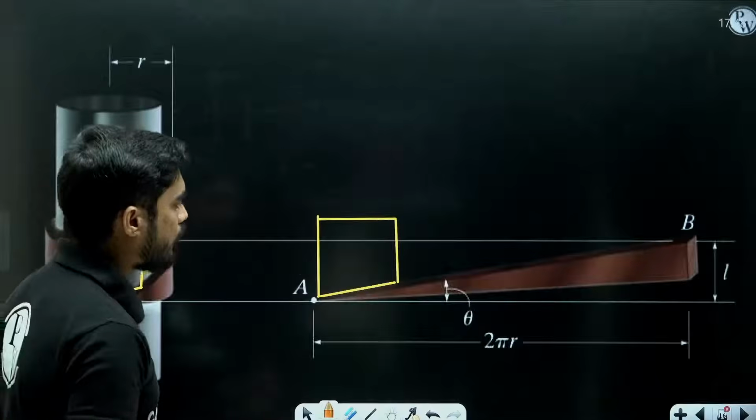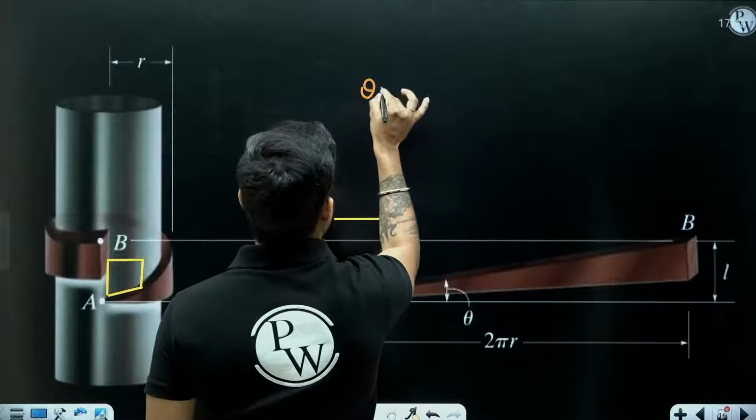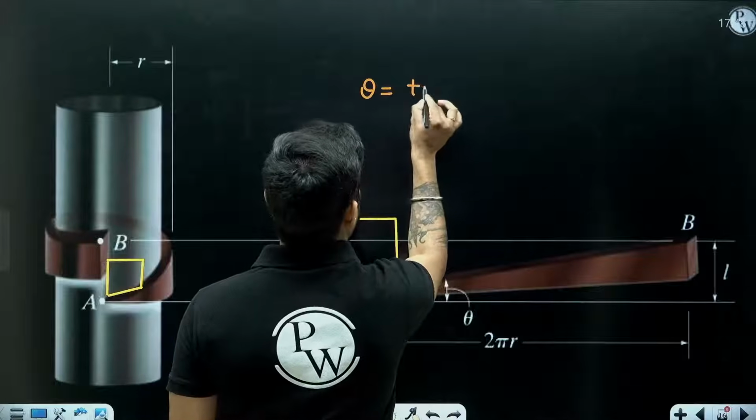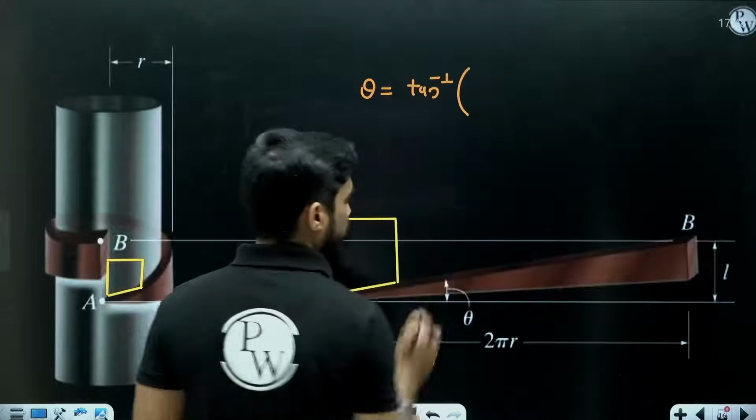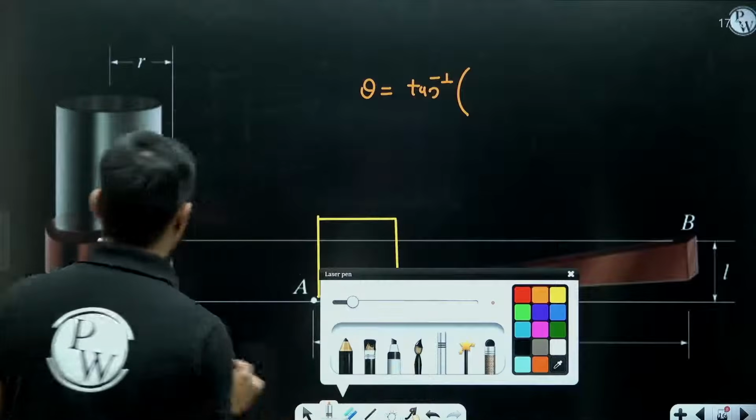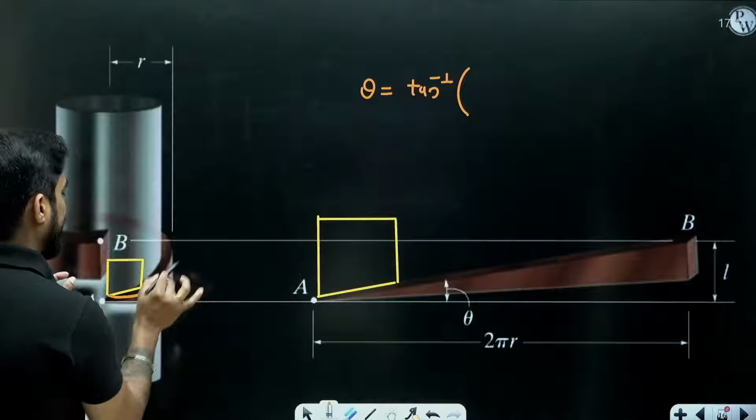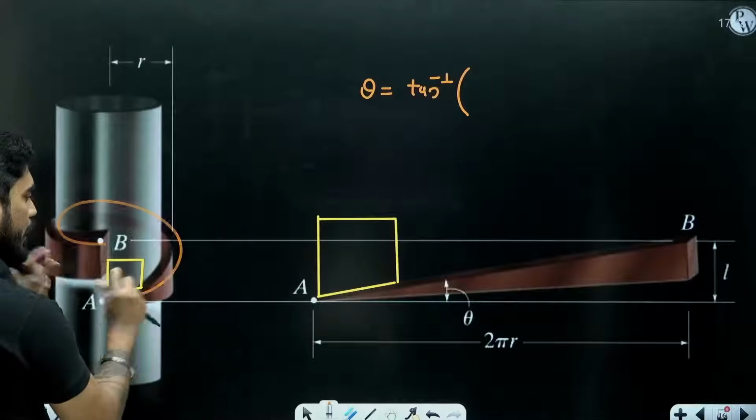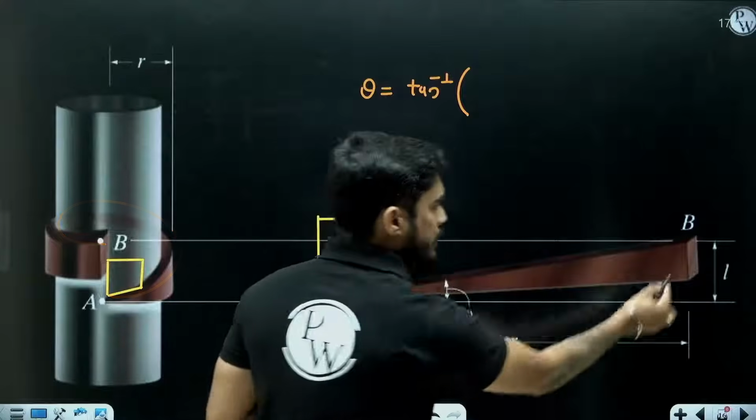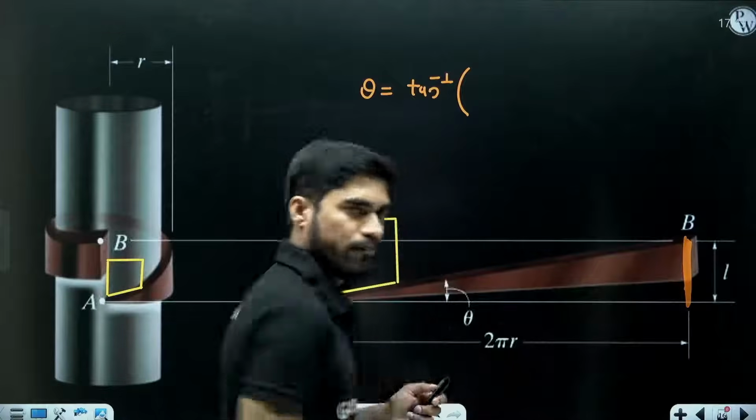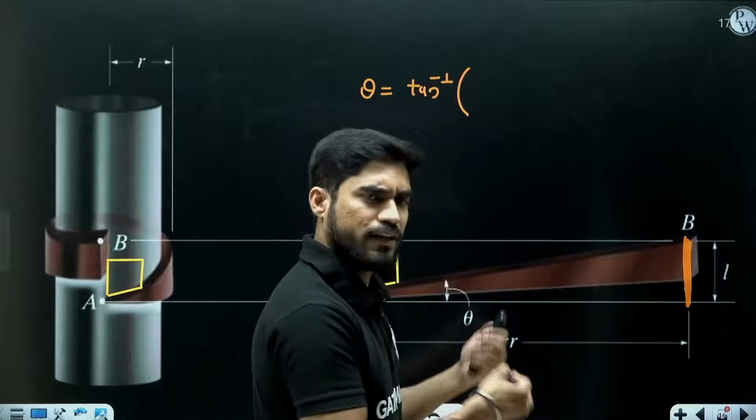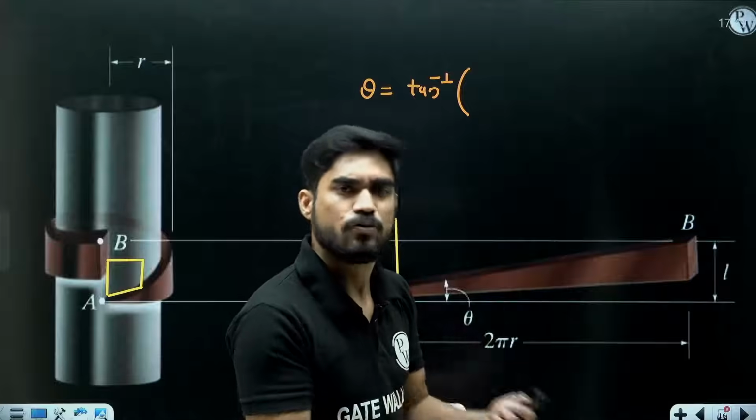Okay. Now understand. Can you calculate this angle theta now? Yes, you can calculate this angle theta. This angle theta will be tan inverse of L divided by 2 pi r. See, what I have done is I have unwrapped this thread from A to B. So it became like a triangle. Okay. What is this distance? This will be equal to the lead. If it is a single threaded screw, it will be equal to the pitch. But if it is a double threaded screw, the lead will be 2 times of pitch.